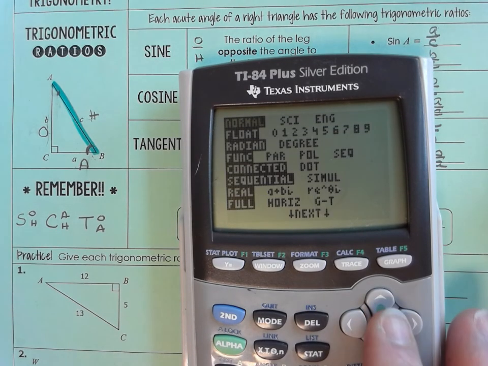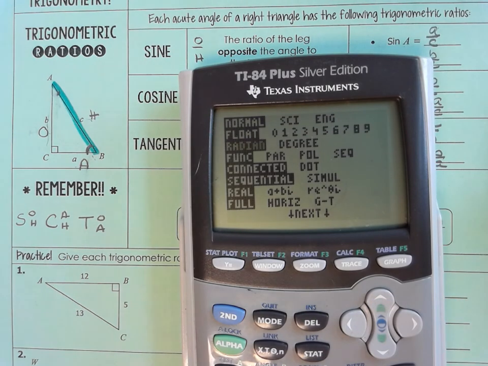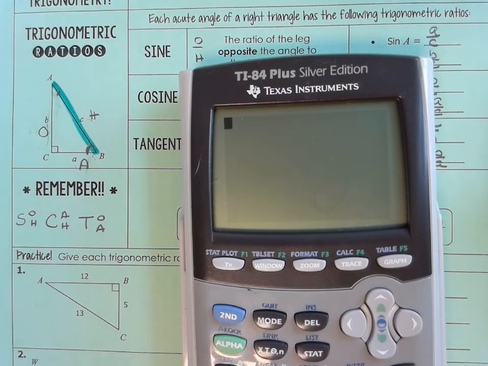In trig, in geometry, we're only using degrees. So do you see how radians are highlighted? I need to change that to degrees. So I go over to degree and I press enter. And so my calculator is now in degree mode. Okay? If I don't do this correctly, all of my problems will be completely wrong. So this is a very important step, and this is not something I can remind you of when you're taking your SOL or anything like that.